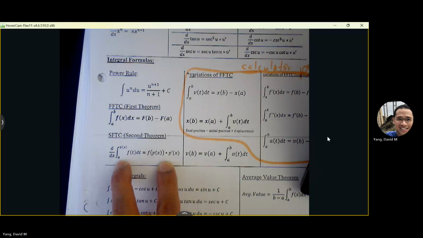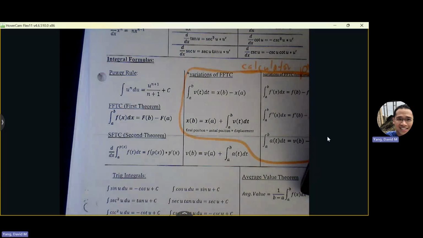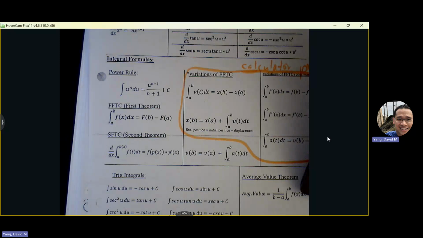Second theorem. And then also the variation for second theorem, which I didn't put on the formula sheet. So if you want to write it down as well, this is the variation. Which is this.